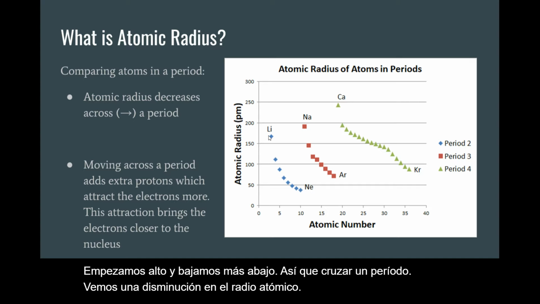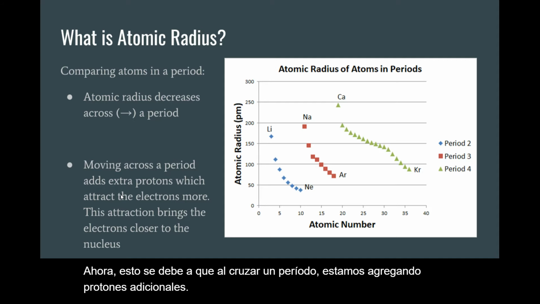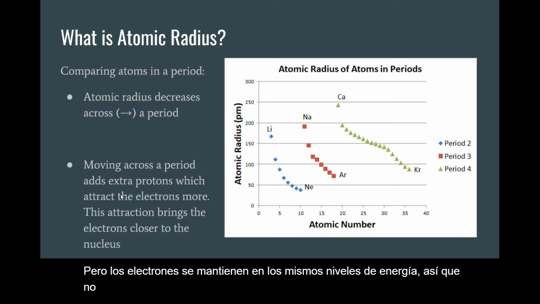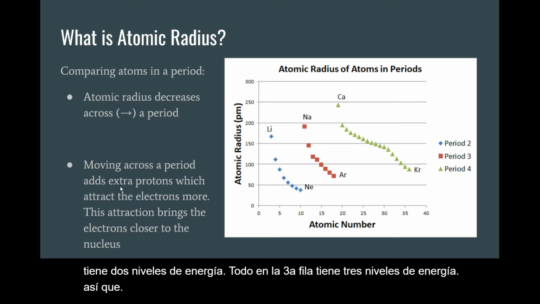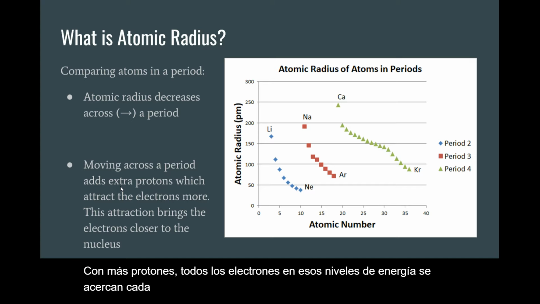Now, this is because going across a period, we're adding extra protons, but the electrons are staying in the same energy levels. So we're not adding any extra energy levels. Everything in the second row has 2 energy levels. Everything in the third row has 3 energy levels. So with more protons, all of the electrons in those energy levels get closer and closer to the nucleus, making the atom smaller. And that is atomic radius.